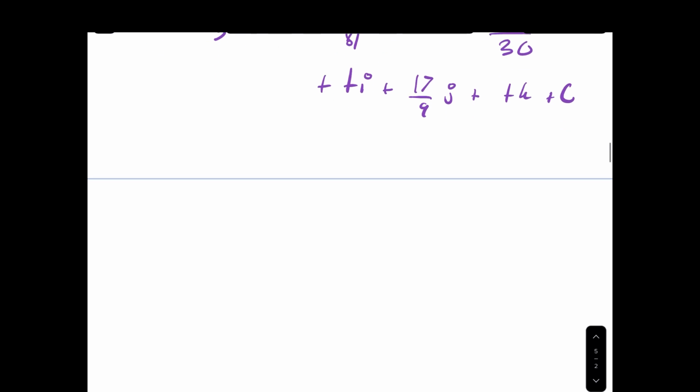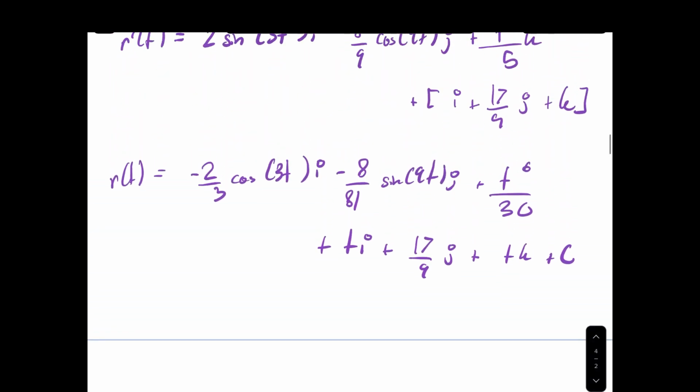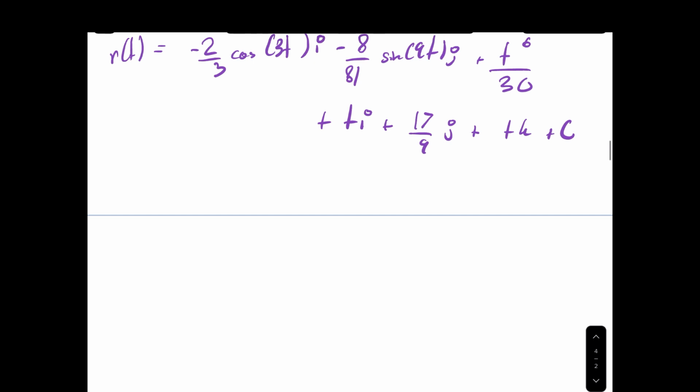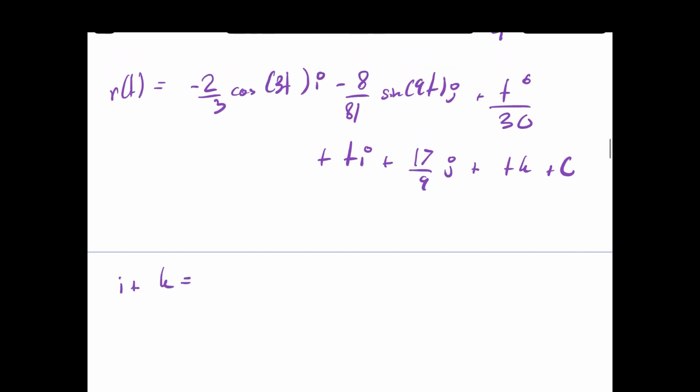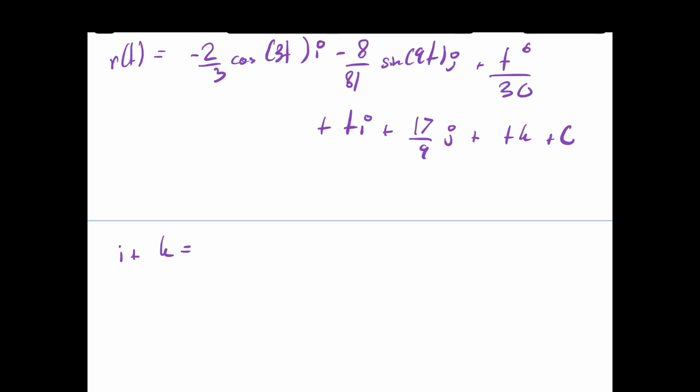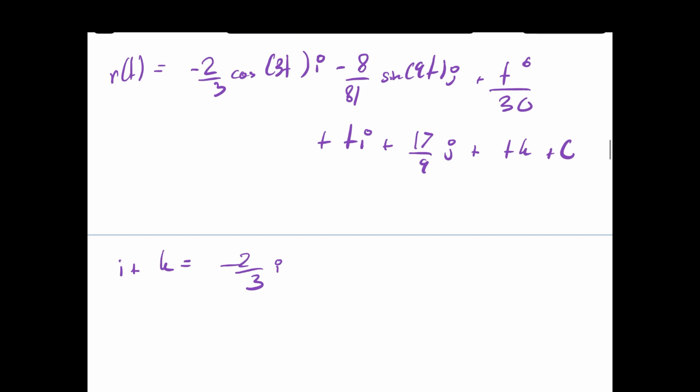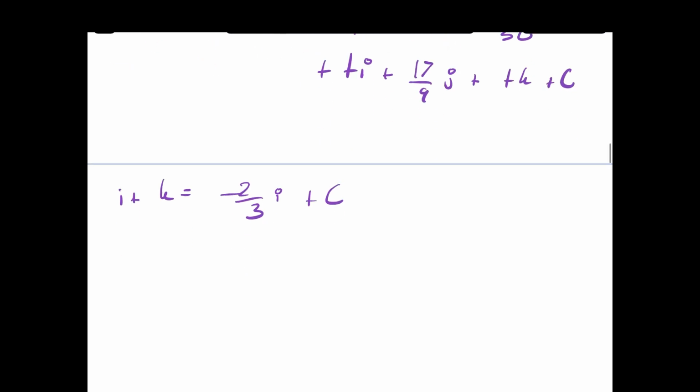Okay, cool. So now we're going to sub in R at 0, which will leave us with our initial condition equals, the cos is just going to stay the same, negative 2 over 3 I. The sine will go away, the t to the 6 will go away, and all of these will go away to 0. So we're just going to be left with c. We're going to have c equals 5 over 3i plus k.